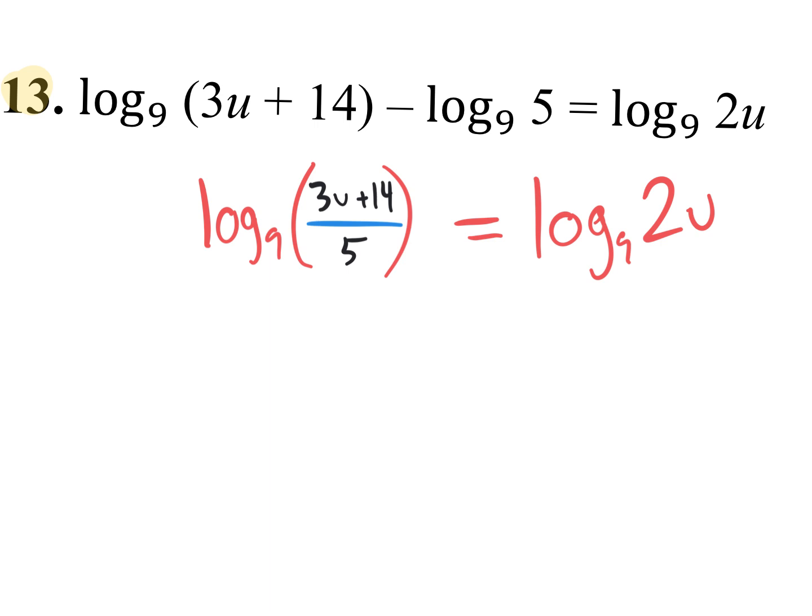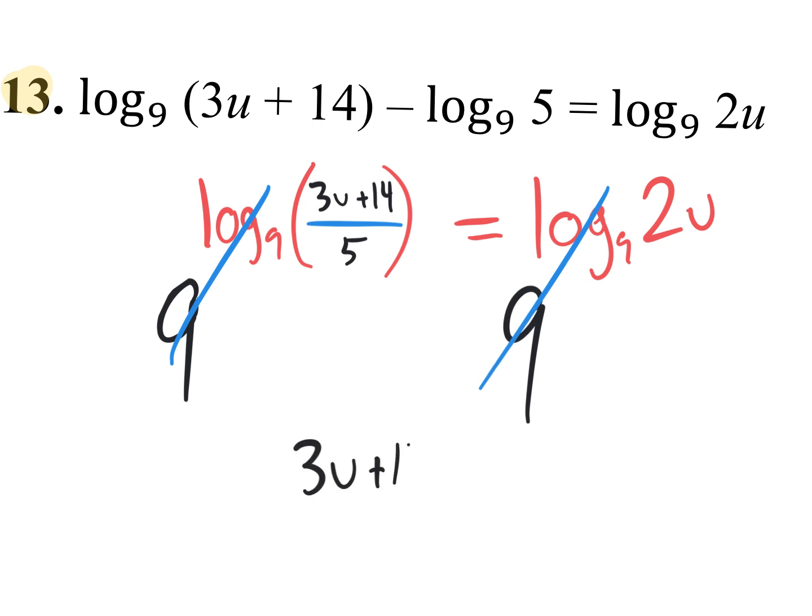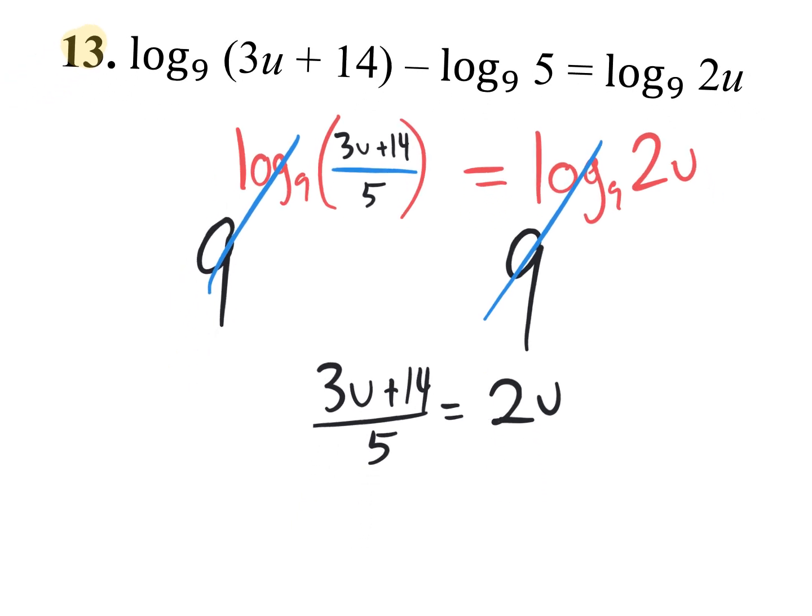And now that you have a single log base 9 on the left side and a single log base 9 on the right side, you can raise both sides to become powers of base 9. And of course, that eliminates the logs. So now you have a simple equation, (3u + 14)/5 = 2u. You want to solve it. Let's get u by itself on one side.